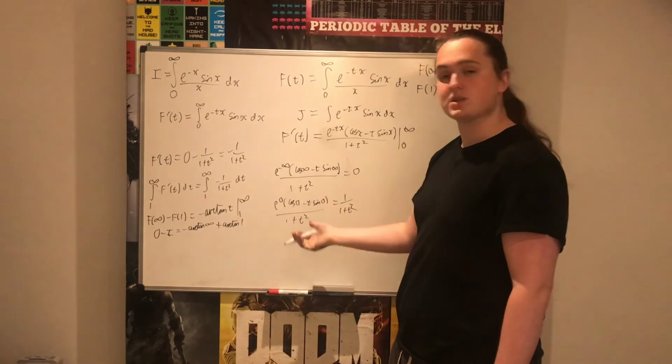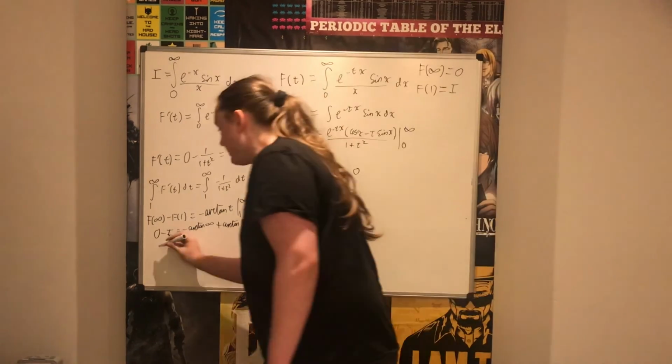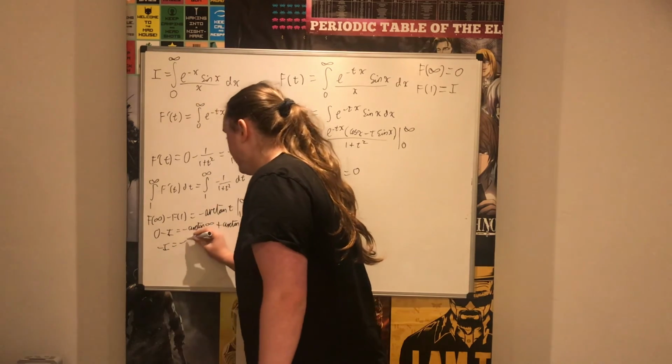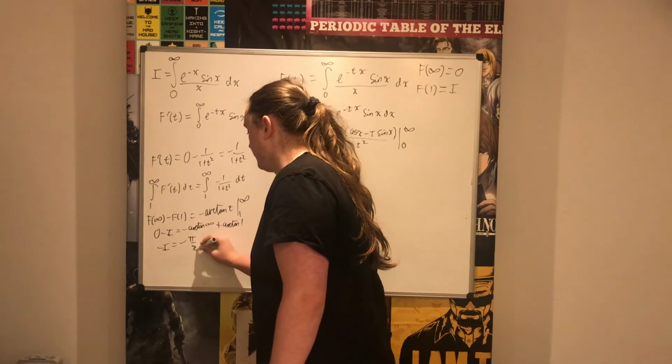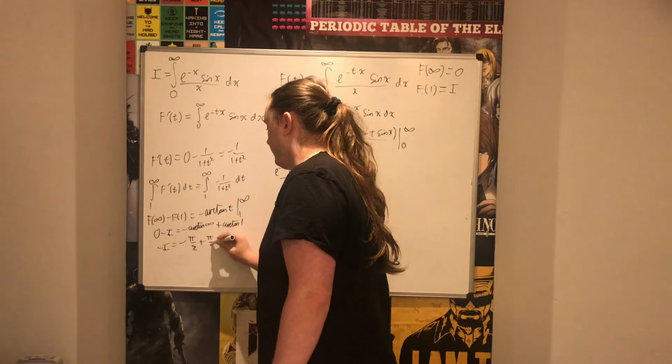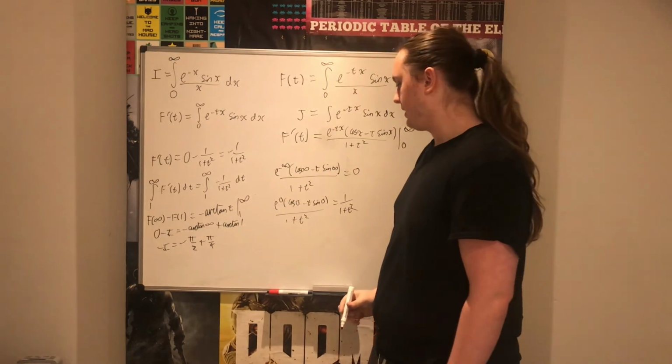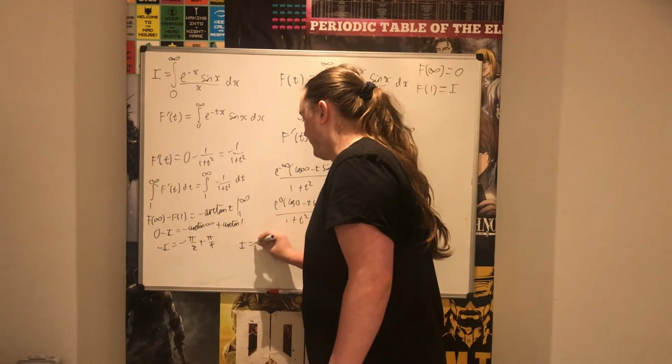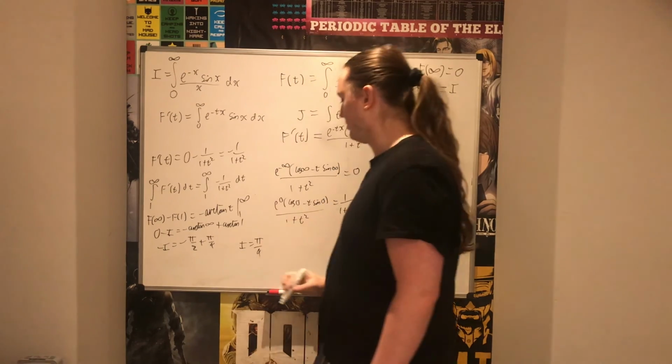Now if we take the principal values of these, we see that minus I equals minus pi over 2 plus pi over 4, giving us that I equals pi over 4.